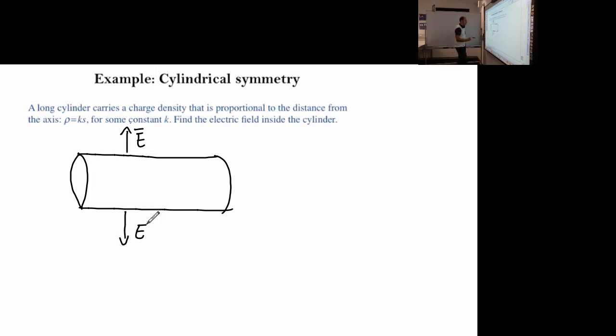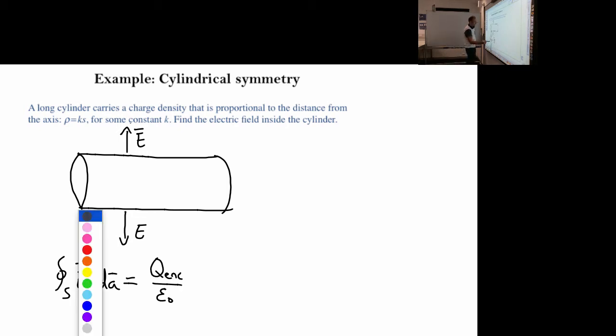If we just write down Gauss's law, we have the surface integral of E dot dA equal to the total charge enclosed over epsilon naught. So what's the first thing we do? We draw our Gaussian surface, which is contained within this cylinder, because we're looking for the electric field inside the cylinder.